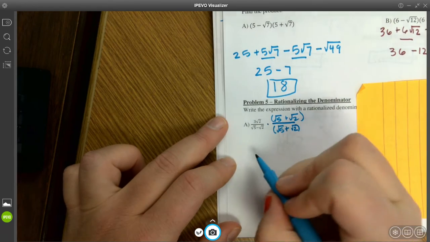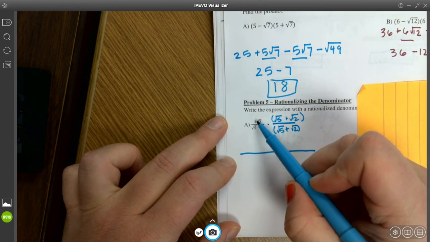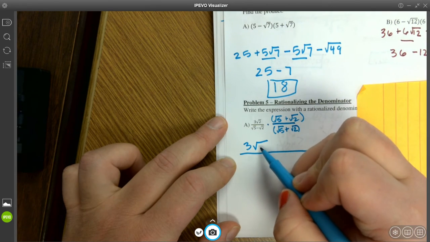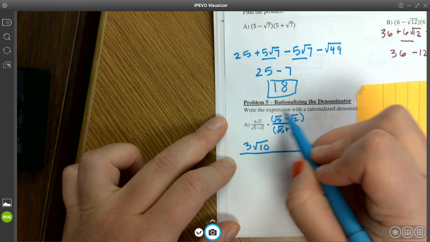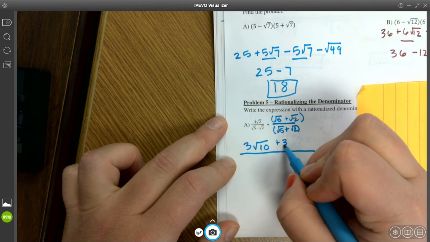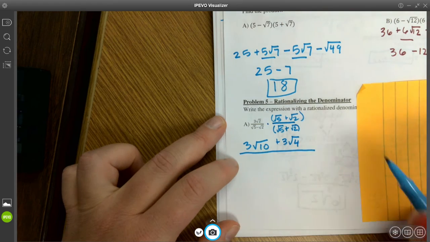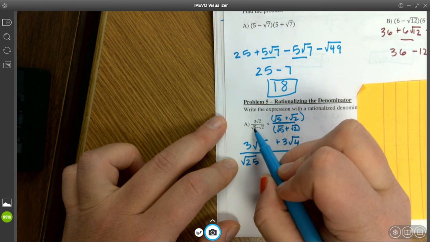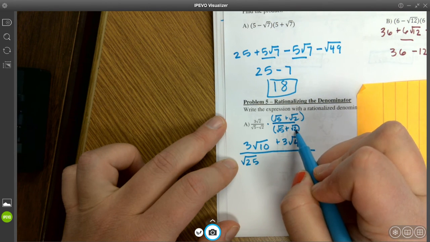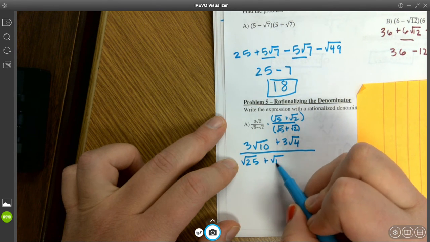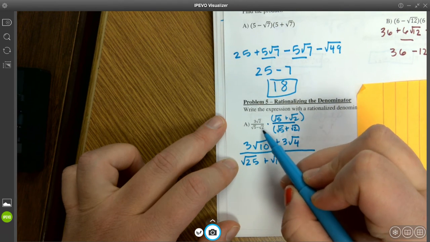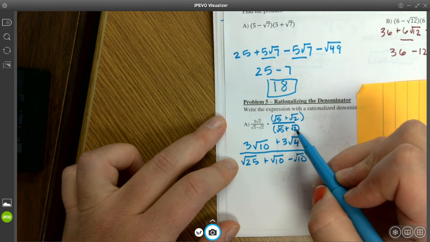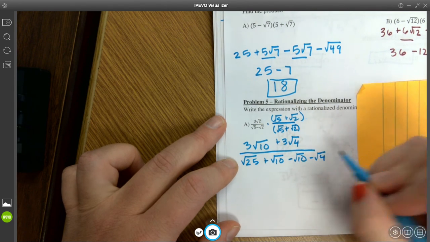So on top, I always draw my division bar personally. I multiply. I can multiply my roots together, so this becomes 3 square root 10. Here becomes plus 3 square root 4. On bottom, square root 5 times square root 5 is the square root of 25. Square root 5 times square root 2 would be plus square root 10. Negative square root 2 times square root 5 is negative square root 10. And negative square root 2 times square root 2 is negative square root 4.